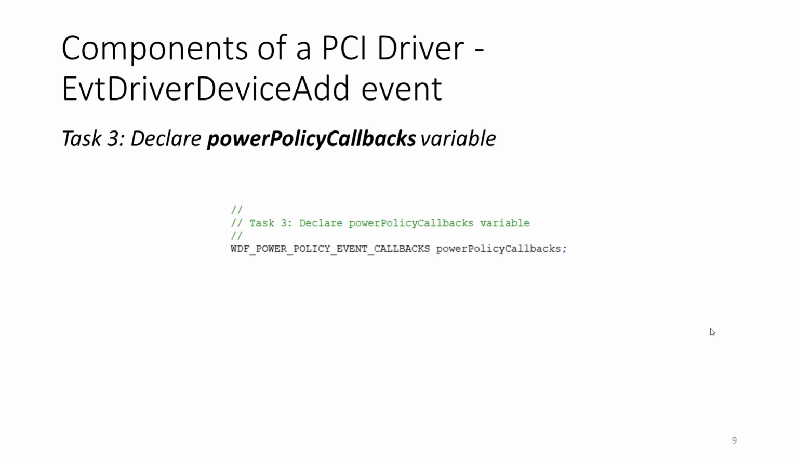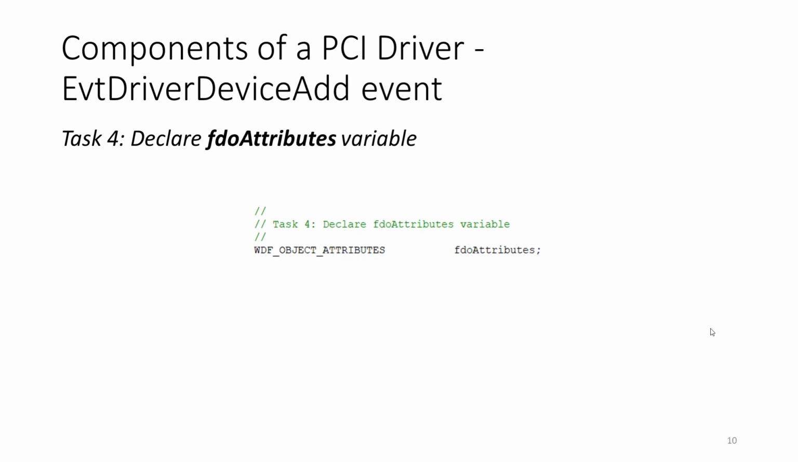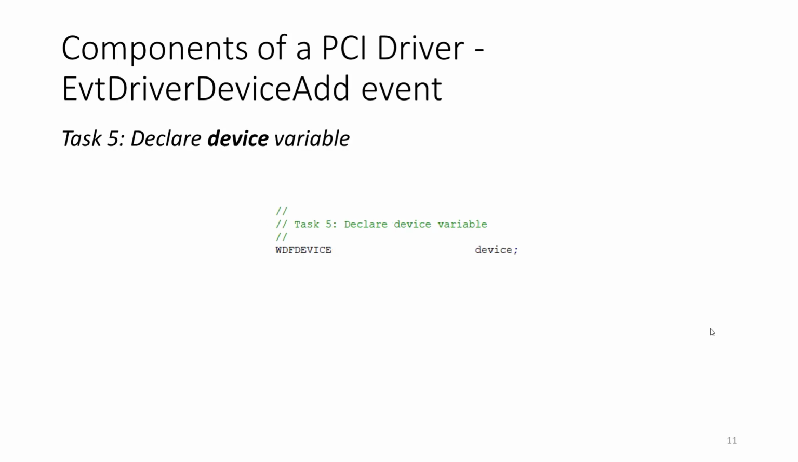Task number 3, declare the powerPolicyCallbacks variable. In the code example, we declared the powerPolicyCallbacks variable and kept it uninitialized. It is the data structure WDF_POWER_POLICY_EVENT_CALLBACKS. This variable will be used later. Task number 4, declare the fdoAttributes variable. In the code example, we declared the fdoAttributes variable and kept it uninitialized. This variable will be used later.